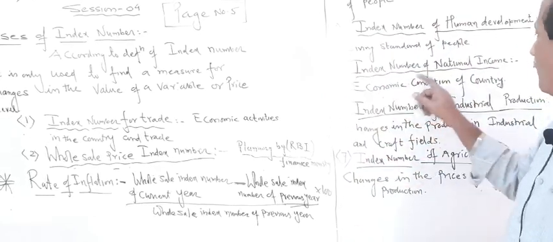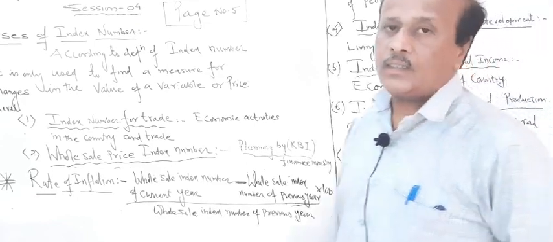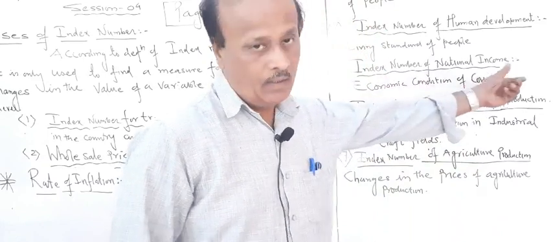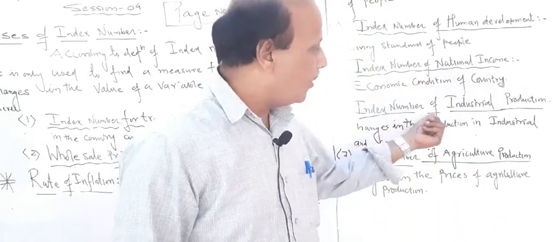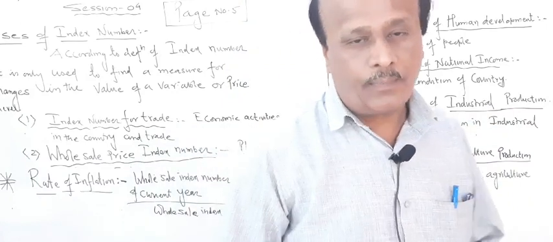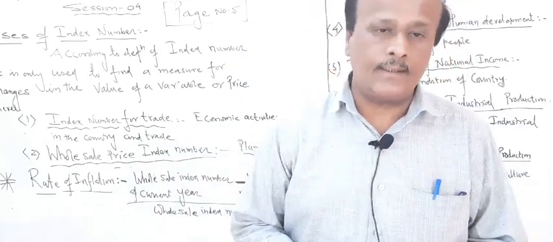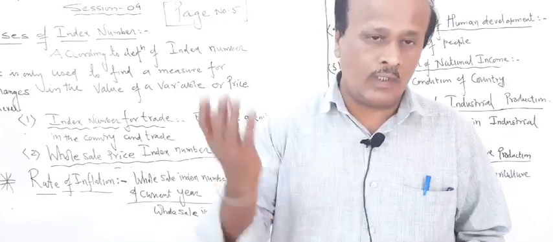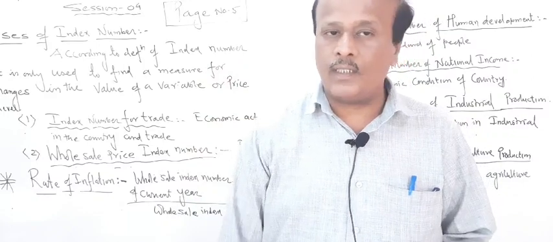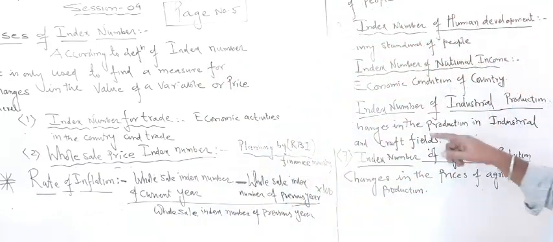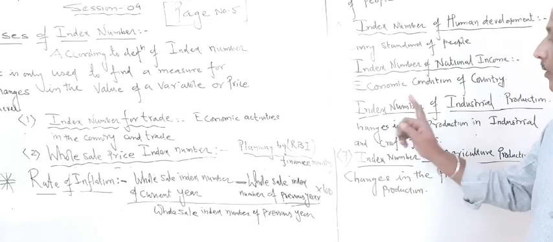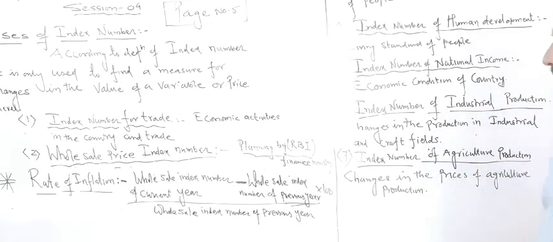Then the index number of national income. The economic condition of any country can be known by the index number of national income. Then the index number of industrial production: whether production in an industry increases or decreases, what the condition of that industry is, whether it is growing or going down. This can be known by the index number of industrial production. Changes in production in industry and the craft field can be known by it.